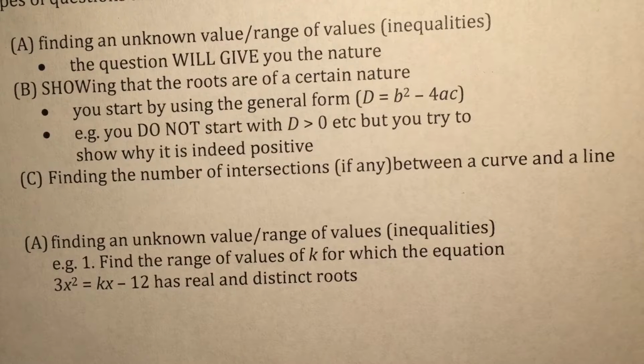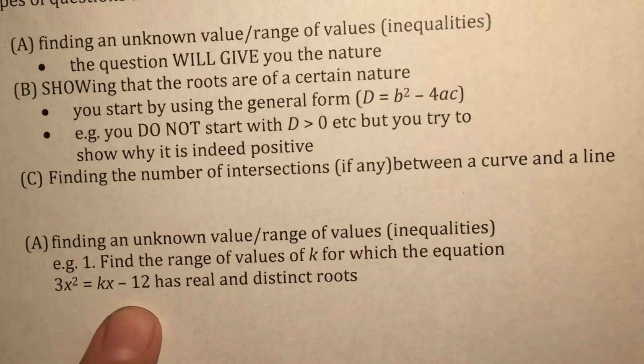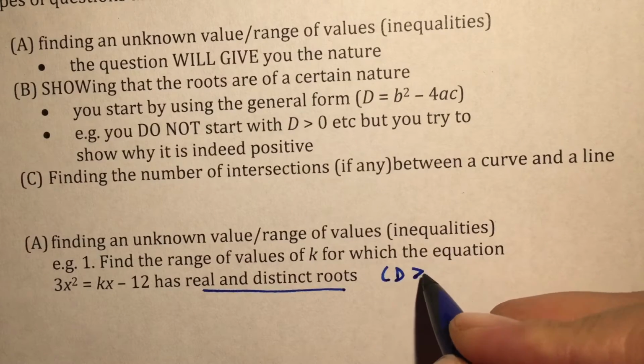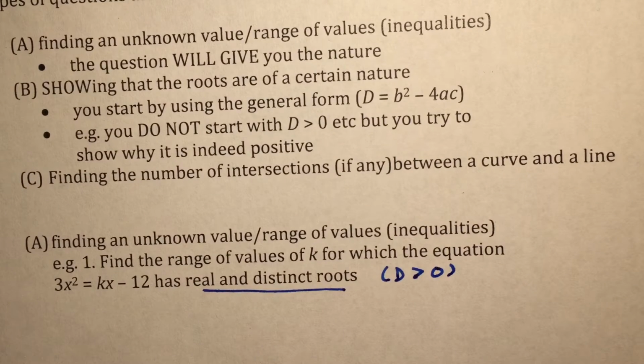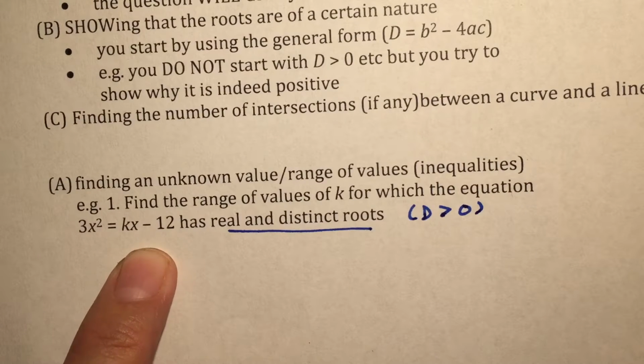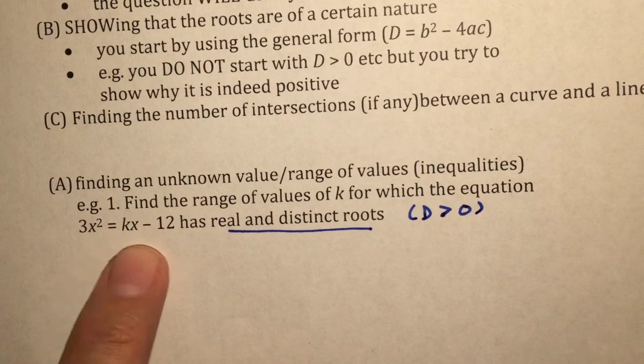The question says: find the range of values of k for which the equation 3x squared equals kx minus 12 has real and distinct roots. You will notice that they have told you at the very beginning, real and distinct roots. So this is where you have to understand that they have already told you that you have a positive discriminant. So you are going to use this to start off the question, but you realize that this is not really in the proper form. So you have to make it equals to 0 on the right hand side.